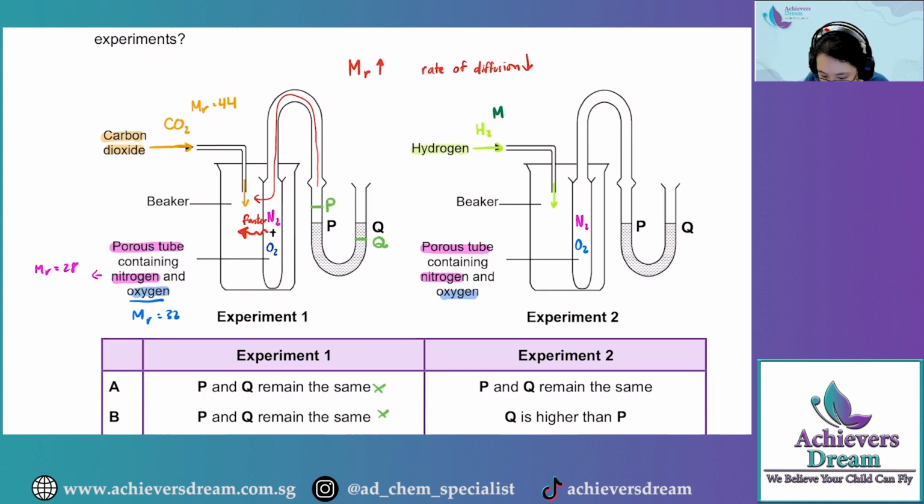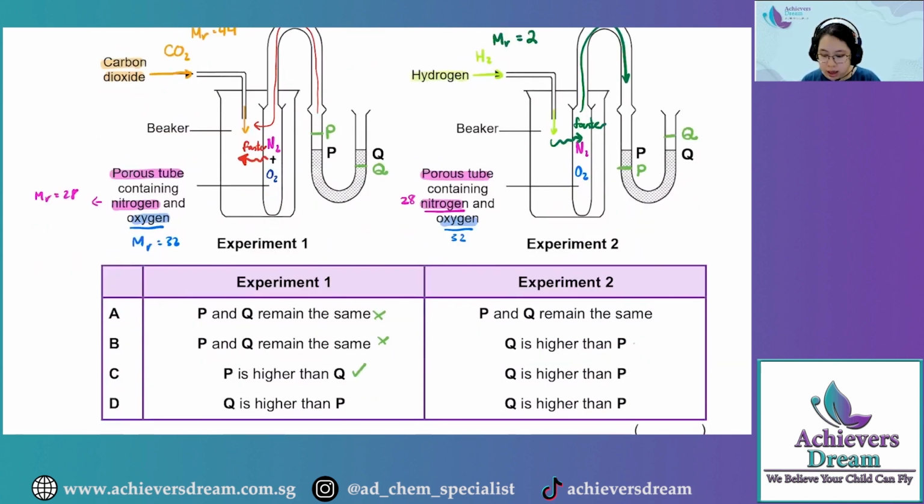Hydrogen has an Mr of only 2, which is a lot smaller than the Mr of nitrogen, which is 28, and the Mr of oxygen, which is 32. So that means that the hydrogen gas will diffuse into the pot faster than the nitrogen gas and oxygen gas can diffuse out. So there is an overall movement of gas into the tube. As a result, this pushes down the water level at P, causing the water level at Q to increase. So what happens in experiment 2 is that Q will be higher than P.